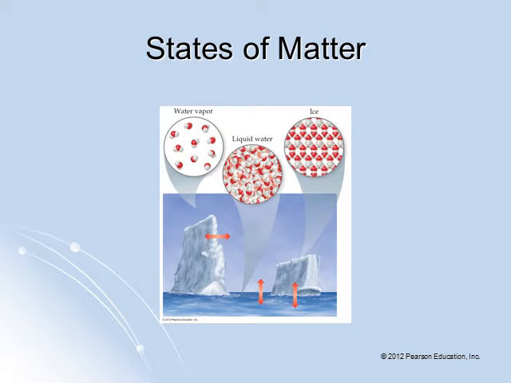States of matter. There are three states of matter: solid, liquid, and gas. In the case of water, the solid form is called ice. Liquid, we all know, is called liquid water. And in gaseous form, we call it water vapor. This is the case with almost every substance.